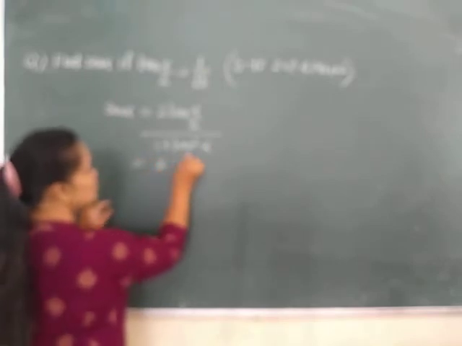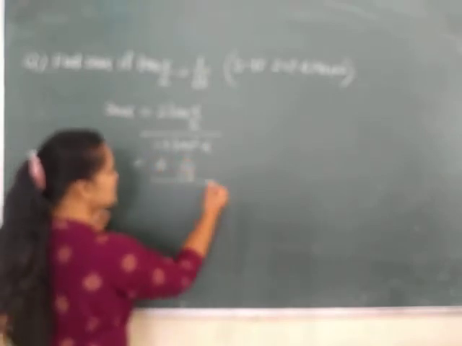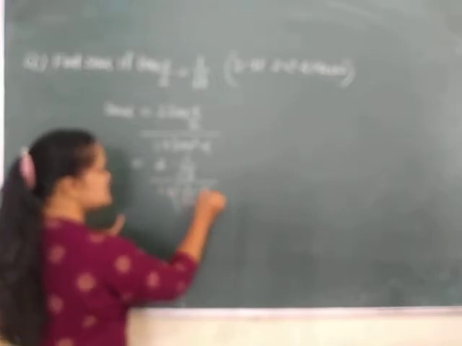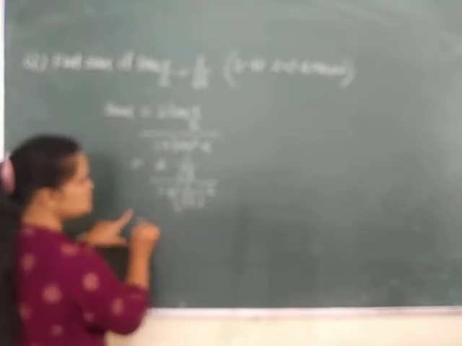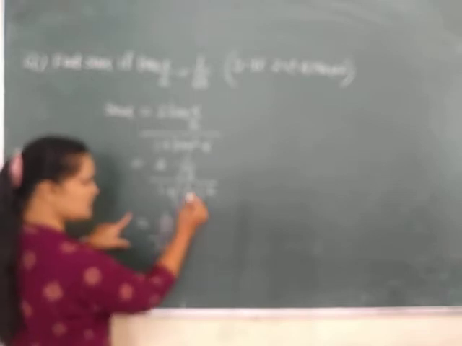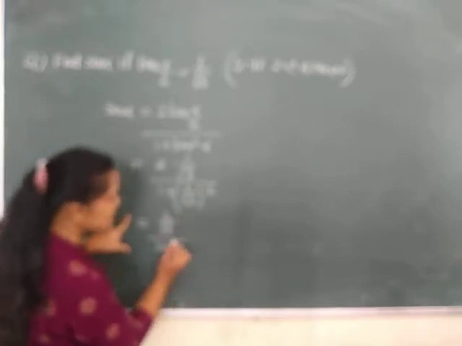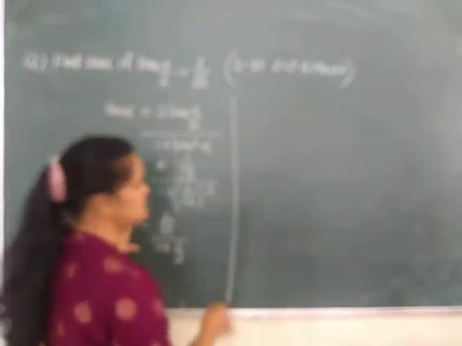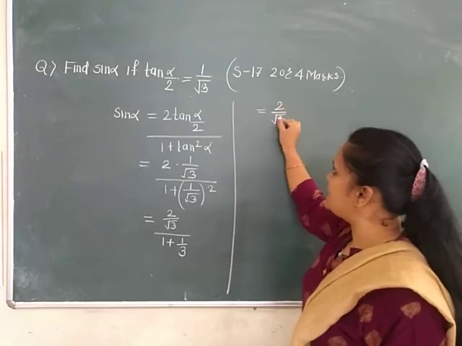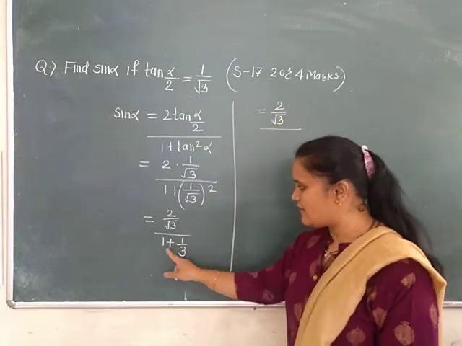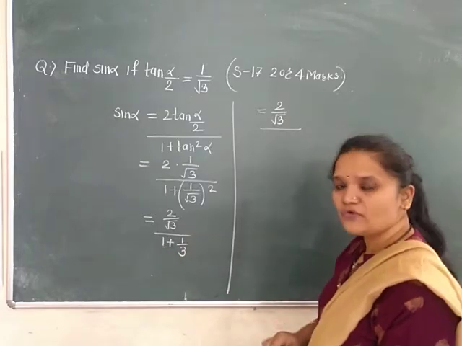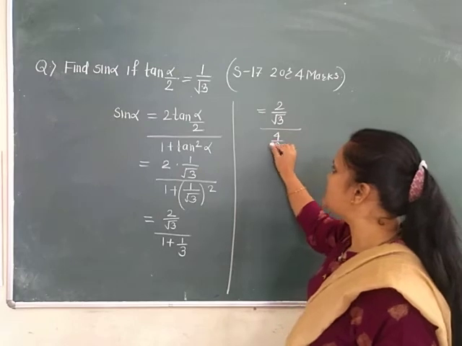So 2 into 1 upon root 3 divided by 1 plus 1 upon root 3 its square, which is equals to 2 upon root 3 divided by 1 plus 1 upon root 3 square will be 1 by 3. I will solve on this side. So it is equals to, I can write 2 upon root 3 divided by, now how to solve 1 plus 1 by 3? Here 3 into 1 is 3, 3 plus 1, it gives you 4. So it is 4 by 3.